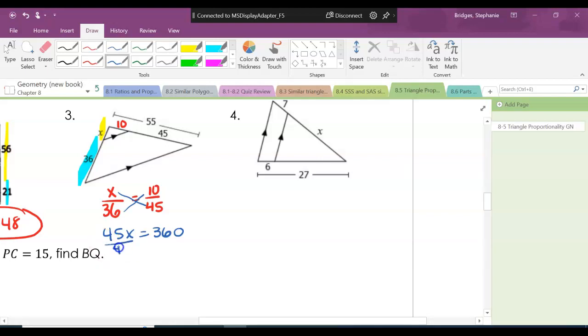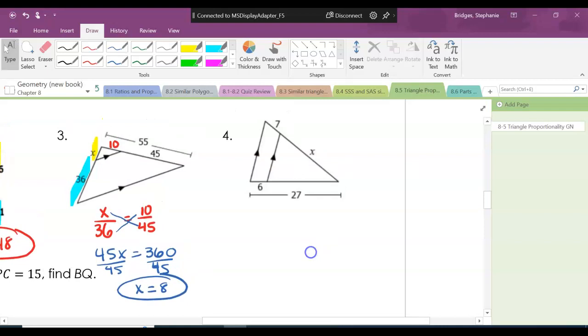What'd you get? What'd you say? 8. Yeah. Everybody get x equals 8? Okay. All right, try 4. Very similar.